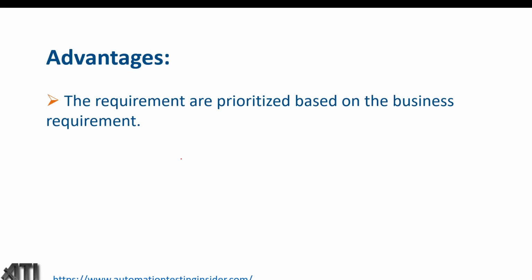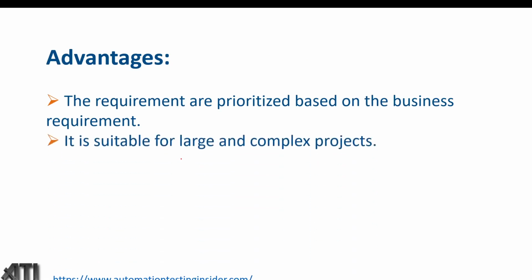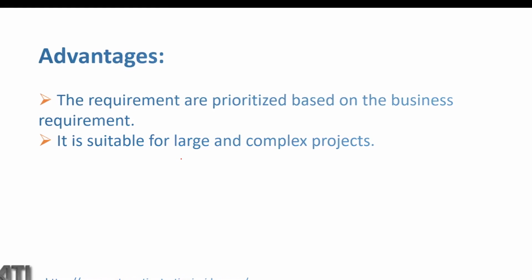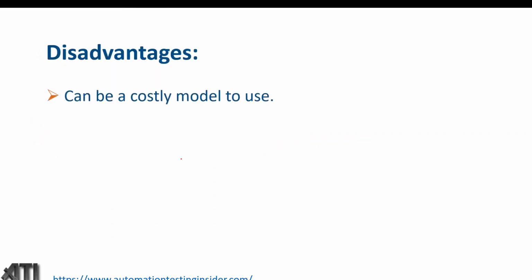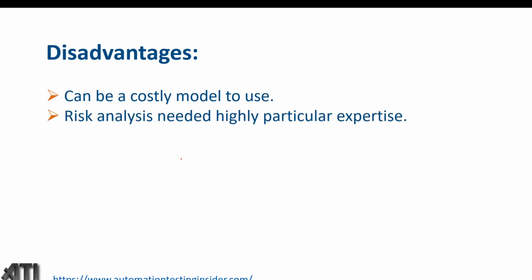The requirements are prioritized based on the business requirement, so that is an advantage. From whatever requirements we got from the customer, we can prioritize them and work upon those requirements. It is suitable for large and complex projects. There are some disadvantages of the spiral model: it can be a costly model to use, because as I have discussed earlier, we have to do a high level of risk analysis. Risk analysis needs highly particular expertise.